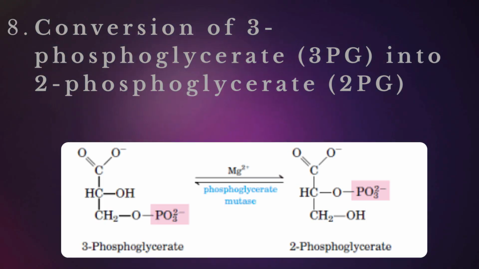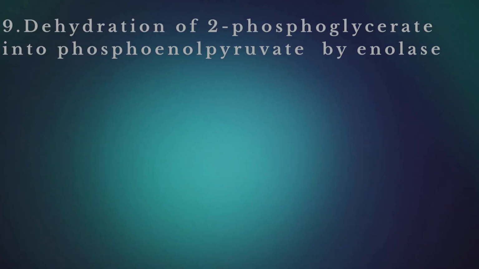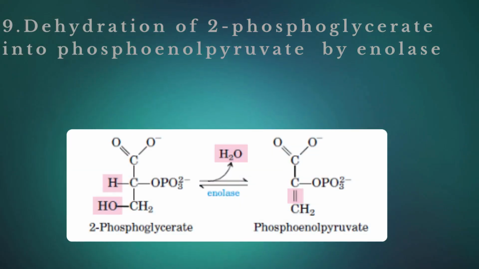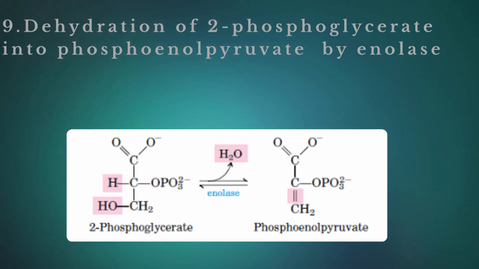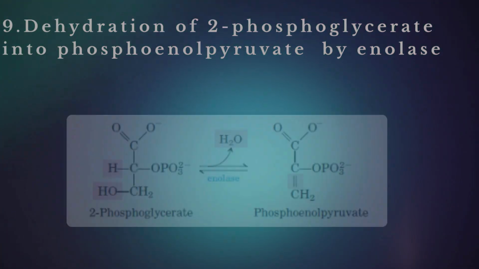which is dehydration. Step 9 of glycolysis is the dehydration of 2-phosphoglycerate into phosphoenol pyruvate, catalyzed by the enzyme enolase. This reversible reaction removes a water molecule, increasing the potential energy of the phosphate bond in preparation for the final ATP-generating step. This step occurs twice per glucose molecule.